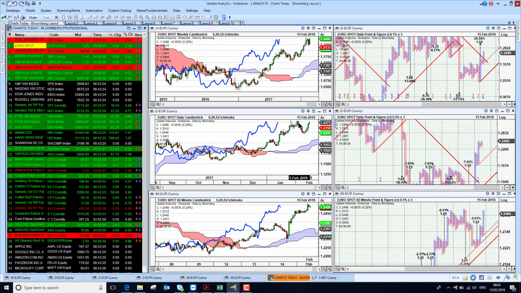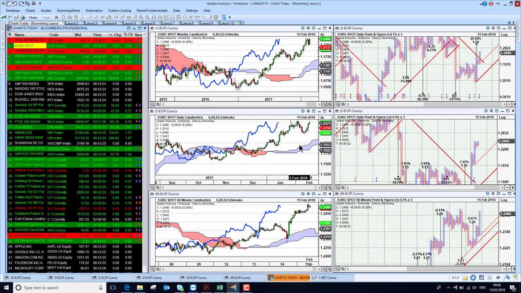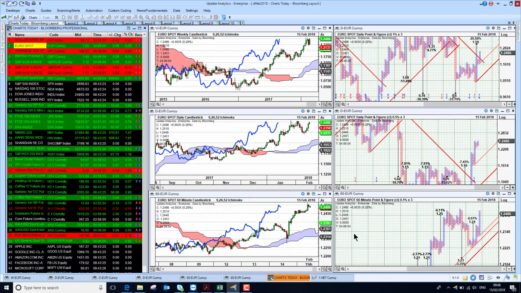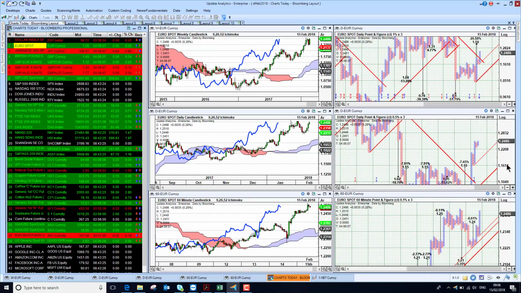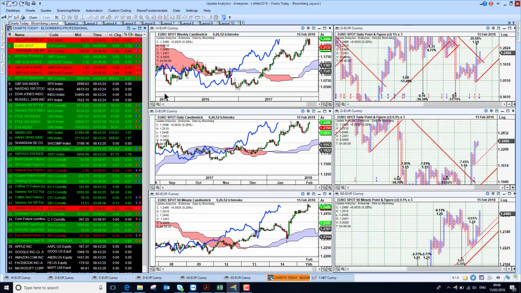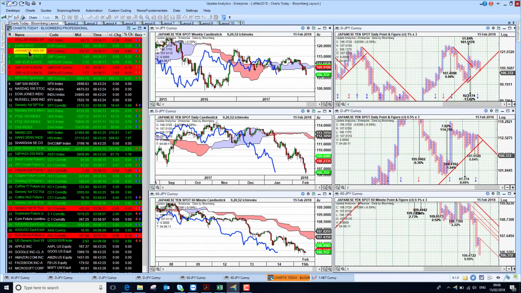Euro looking stronger, testing that high we saw a couple of weeks ago. So looking strong, but just a shortage. I did tweet this yesterday. Just a shortage of upside targets, making it quite hard to read.